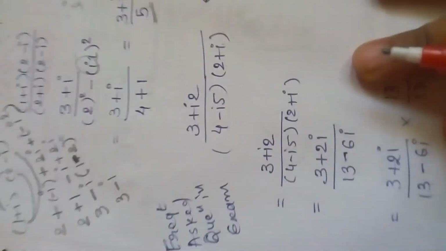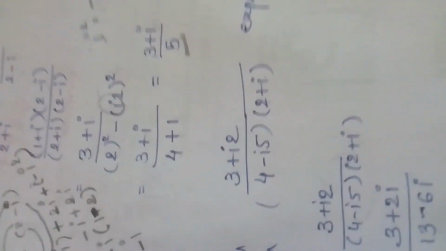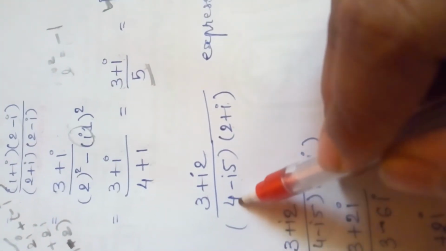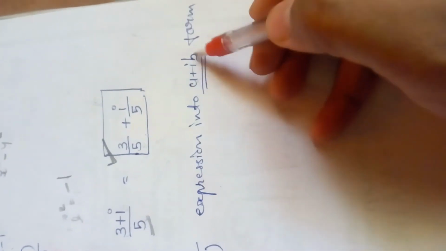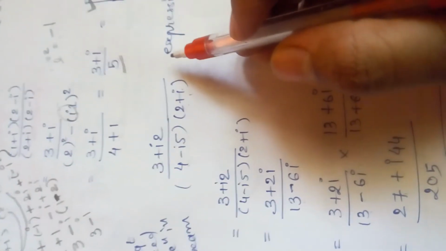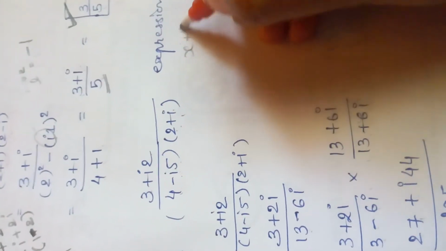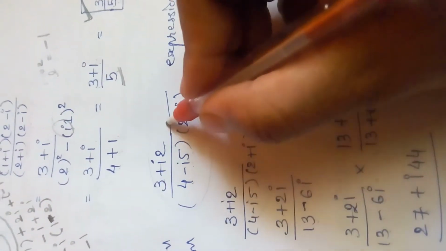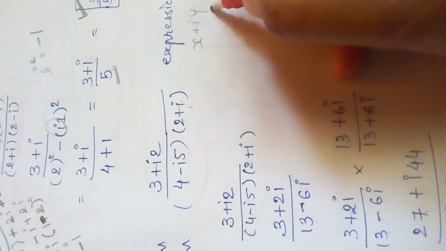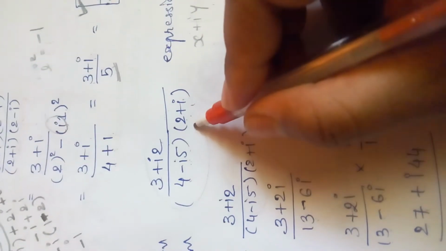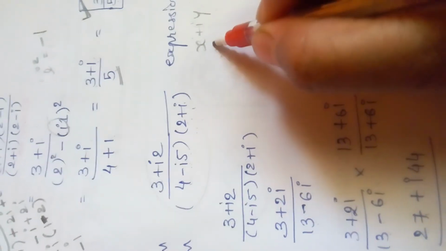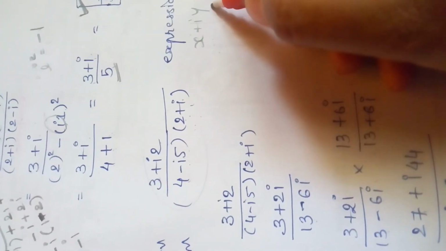Now, a question which is being asked frequently in your papers: 3 plus 2i upon 4 minus 5i, 2 plus i, express into a plus ib form. So what is a plus ib form? Nothing but x plus iy form. So you need to solve this in terms of x plus iy form. So at last, in this question, you will get only two digits. One would be the real part and one will be the imaginary part.